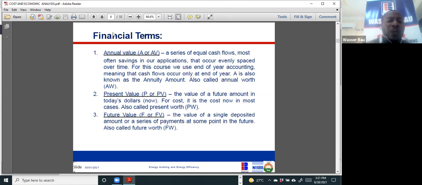So let's go through some of the terms that we'll be encountering in analyzing projects based on their economic and financial benefits. The first one is what we call annual value. Now, as Kim mentioned yesterday, some of these things are not necessarily for you to cram, but it's good that when you come across them, you'll be able to identify them and just know their face value meaning.